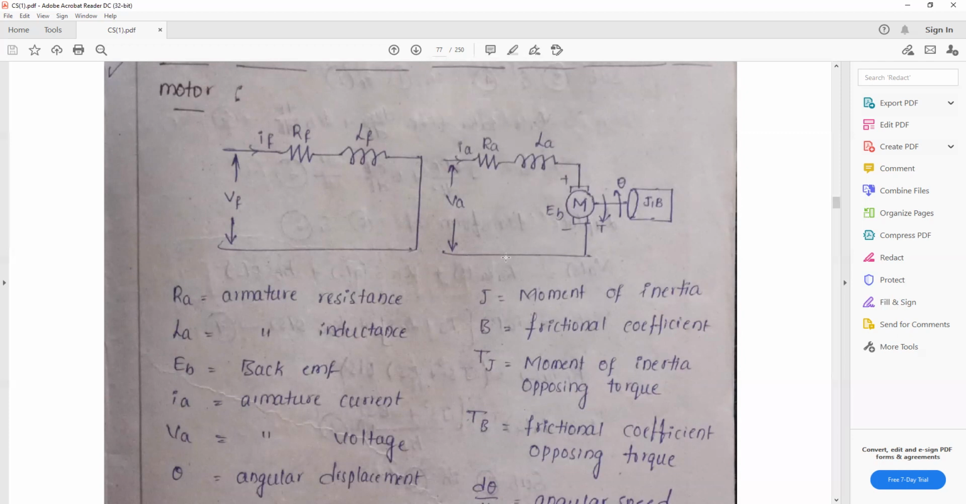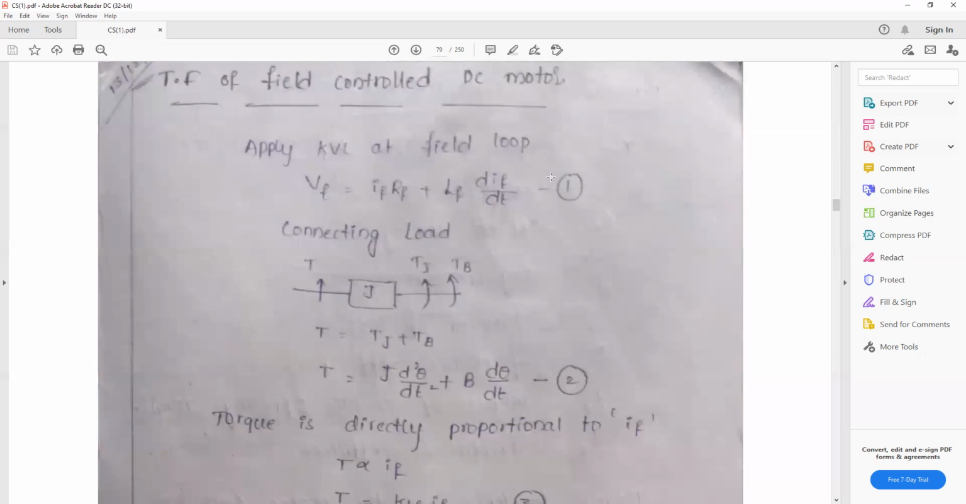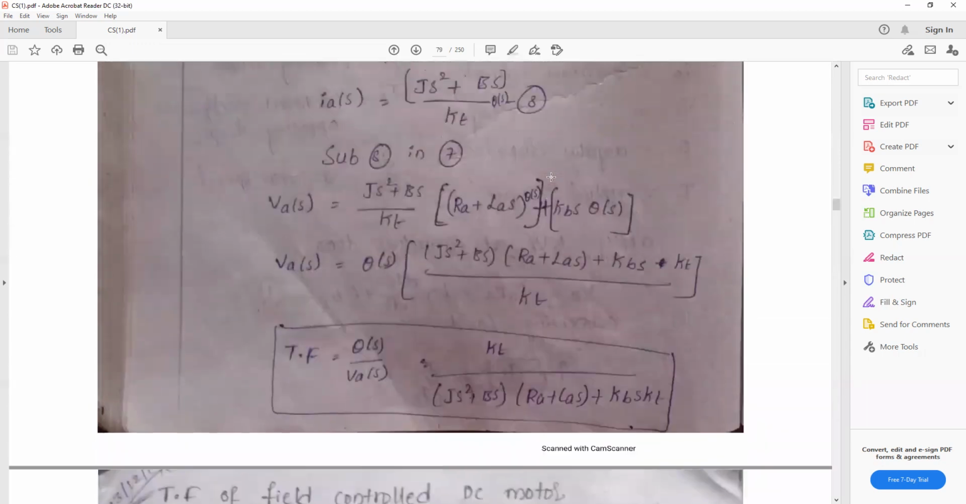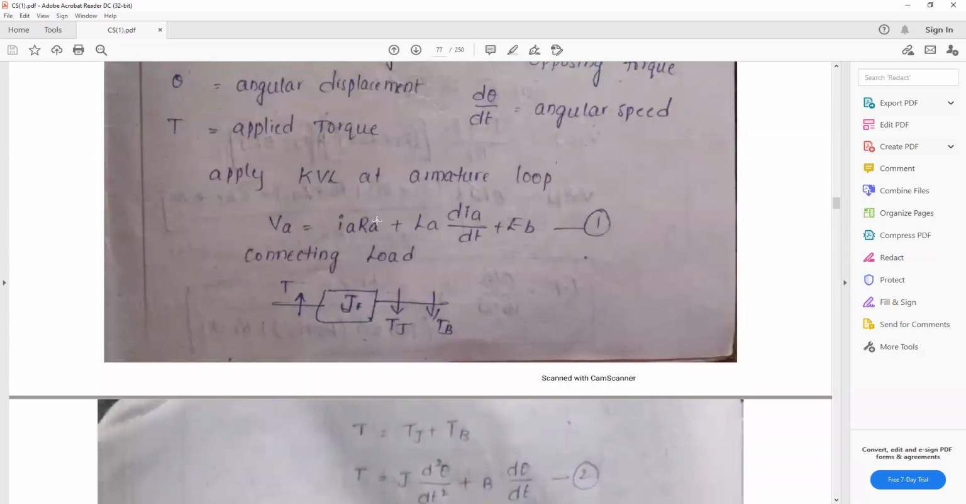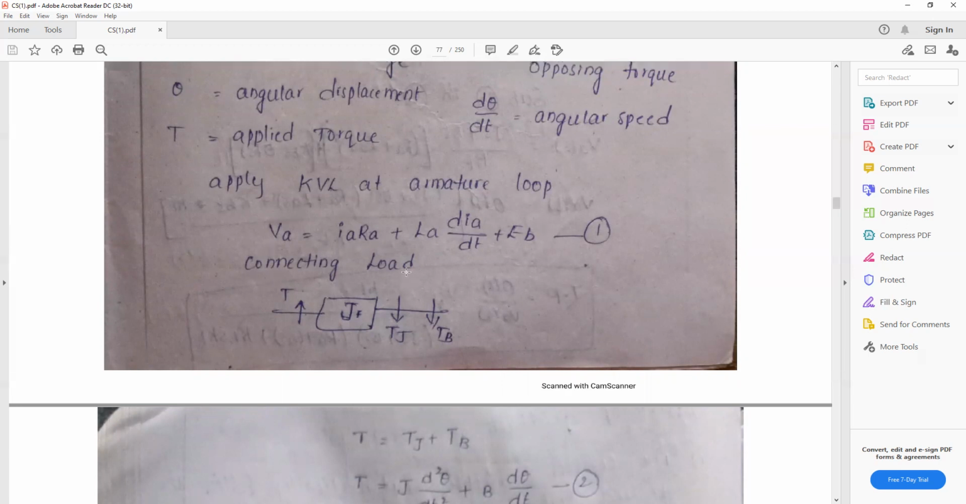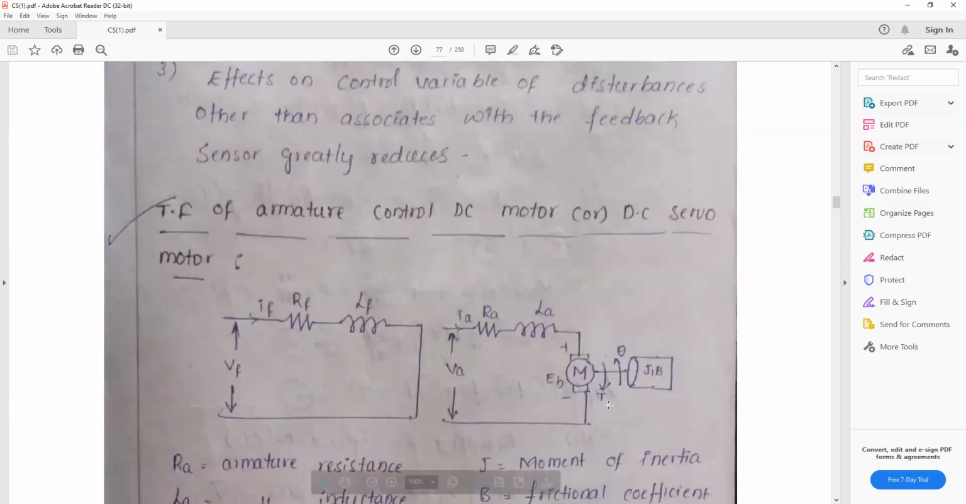So in this KVL, VA is equal to IA RA plus LA into dIA by dt plus back EMF. Then the connecting load we connected, J and B. J means moment of inertia, B is the frictional coefficient.